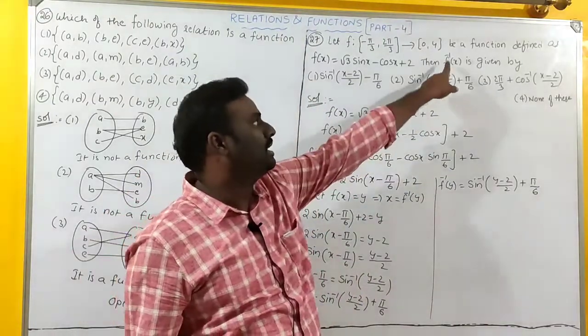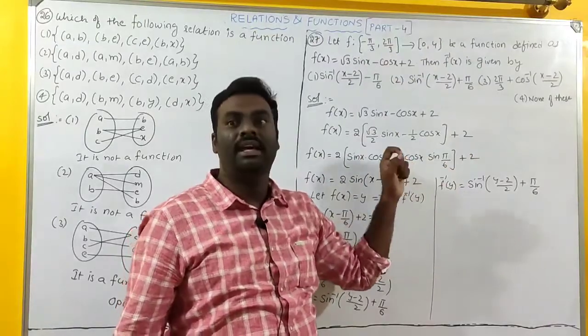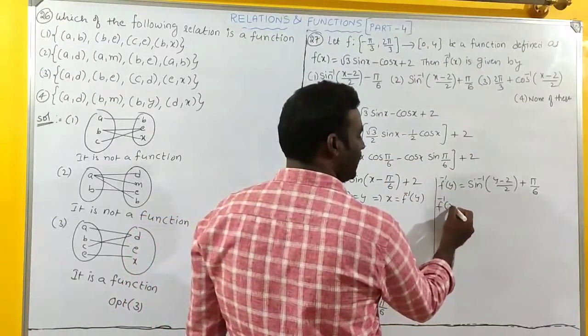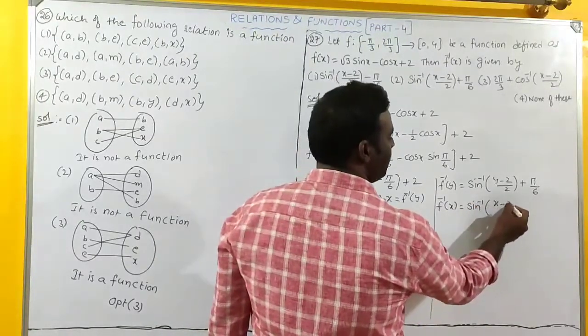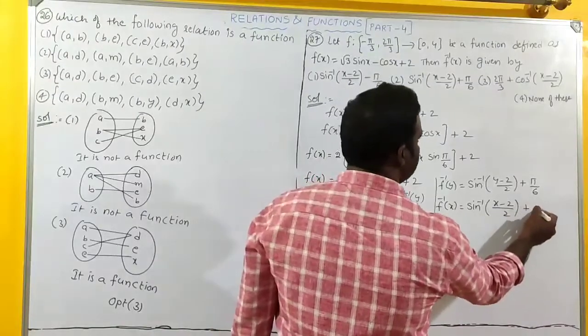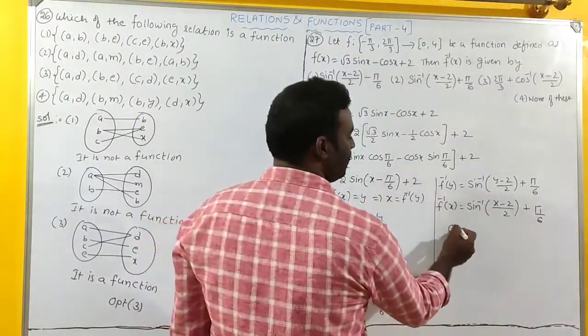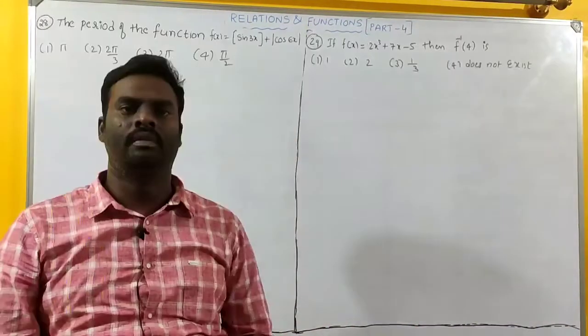But in the question they asked f inverse x. In place of y, replace x. Then f inverse x is equal to sin inverse of x minus 2 by 2 plus pi by 6. That is nothing but which option is correct? Option 2 is the correct answer.